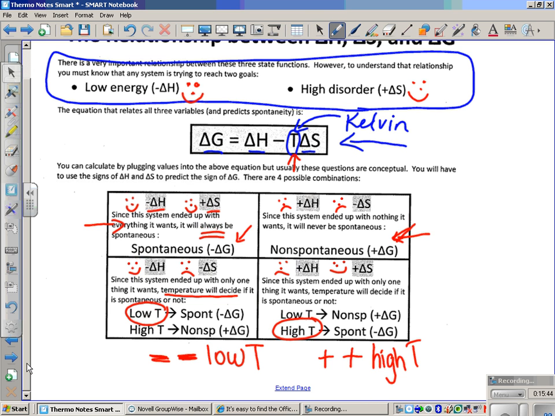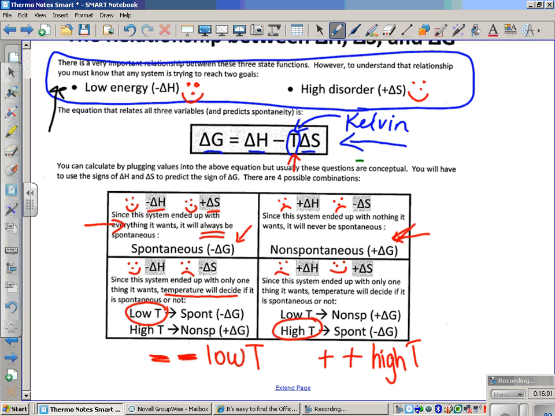Then you'll have to be able to apply the part here where it says this is what they want. You have to be able to look and see and remember that a negative delta H is a good thing, a positive delta S is a good thing. So as long as you know all of that, then you'll be able to answer these questions with relative ease.